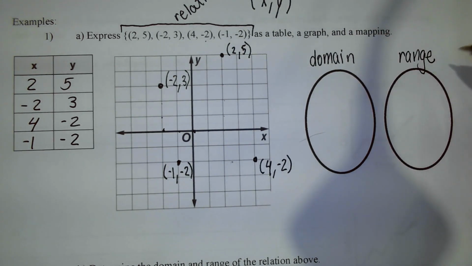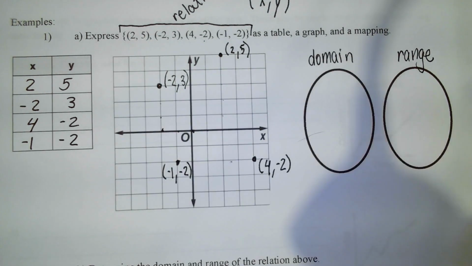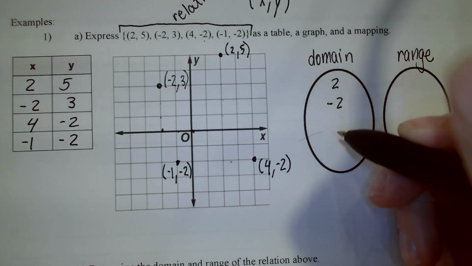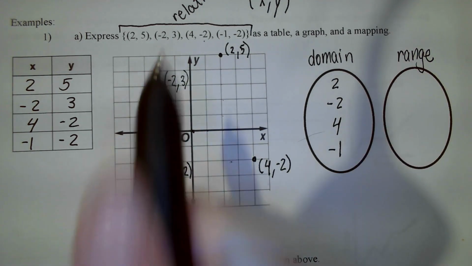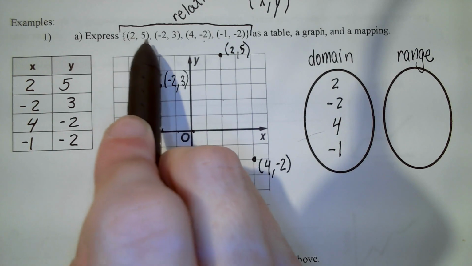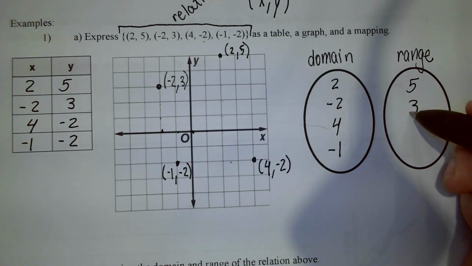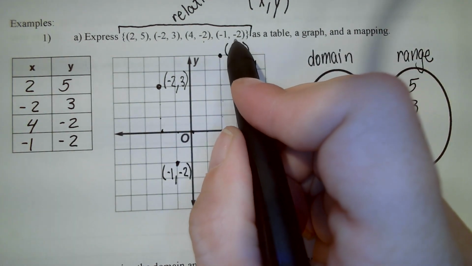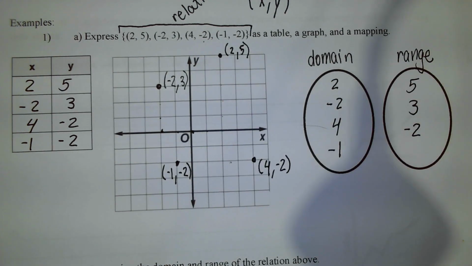Now, we don't want to repeat any numbers. So first, I'm going to look at my domain. My domain is 2, -2, 4, and -1. Now, my range are the y values. So that would be 5, 3, -2, and -2 again. Now, for mapping, and only mapping, we don't want to repeat any range values.